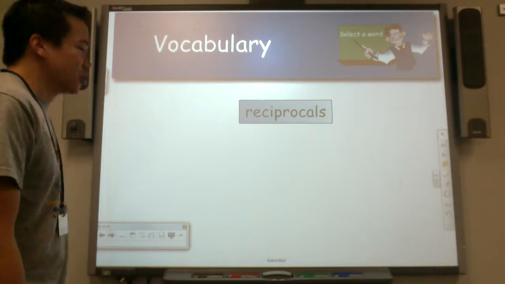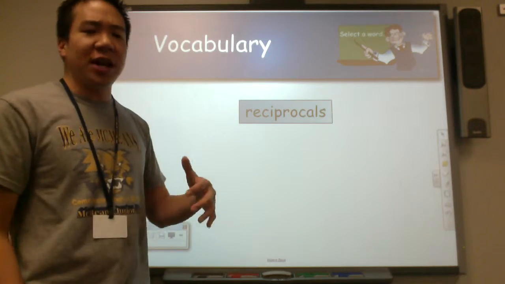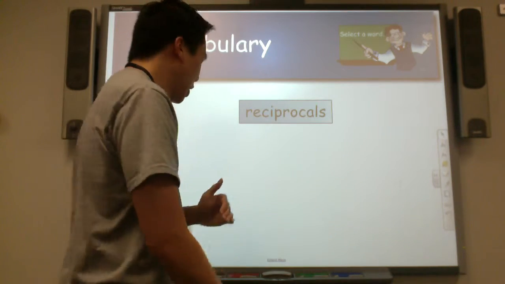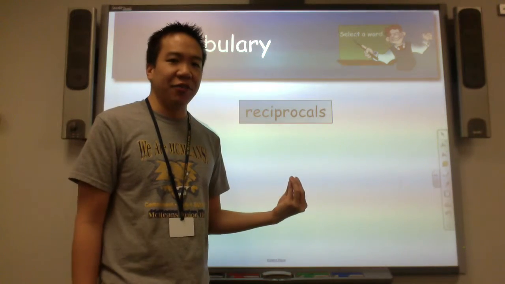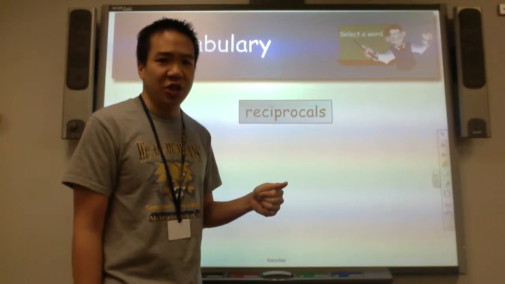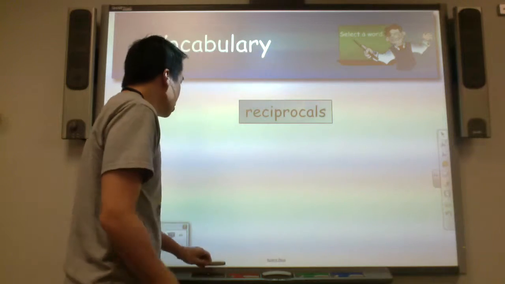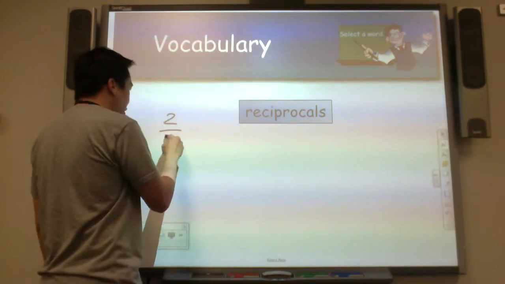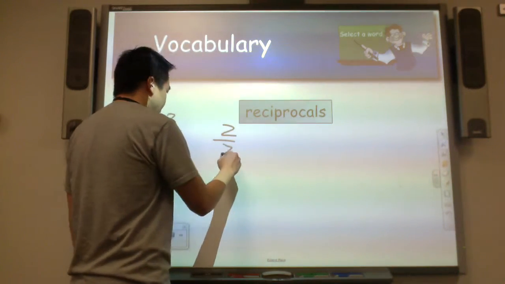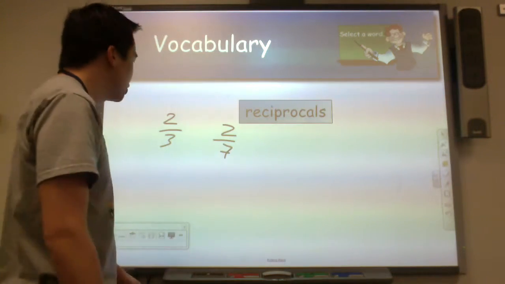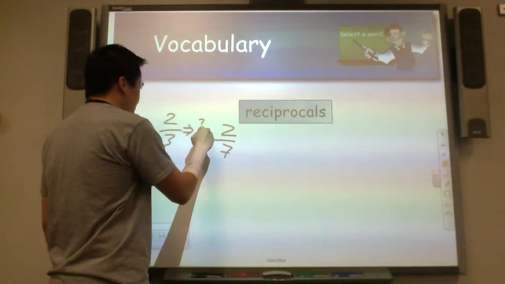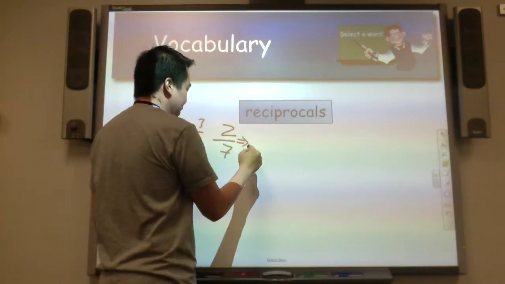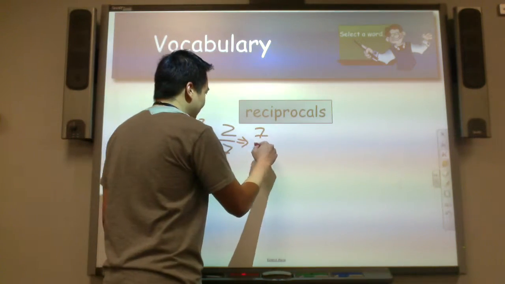So, reciprocal. What is reciprocal again? It's the interchange or the flipping of the numerator with the denominator. We do that when we're dividing a fraction. We wanted to change it into multiplying a fraction. So, for example, you have 2/3, 2/7. What is the reciprocal of 2/3 and 2/7? If you flip it, it'll be 3 halves. If you flip this or interchange it, it'll be 7 halves.